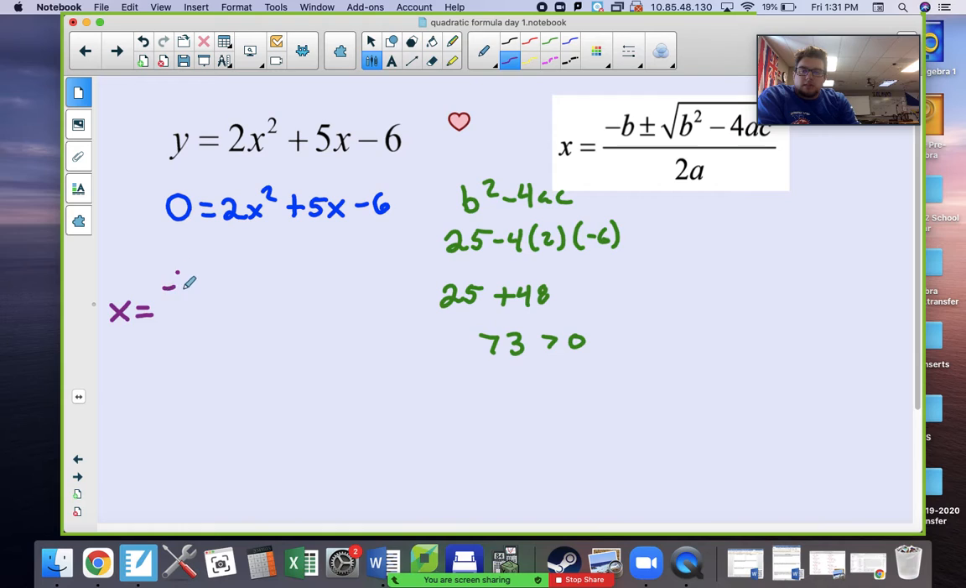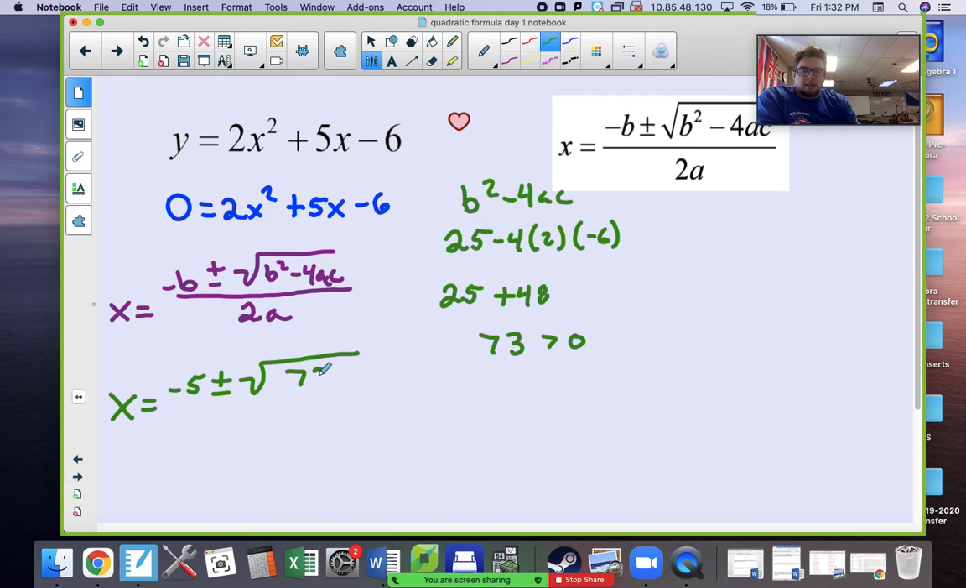X is equal to negative b plus or minus the square root of b squared minus 4ac all over 2a. Plugging in the numbers that we know. B is 5, so I get a negative 5 plus or minus the square root. We've already calculated it. It's 73 all over 2 times 2, which is 4. We now simplify anything that we can.